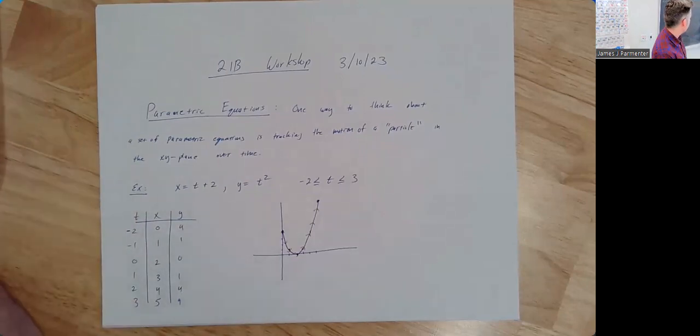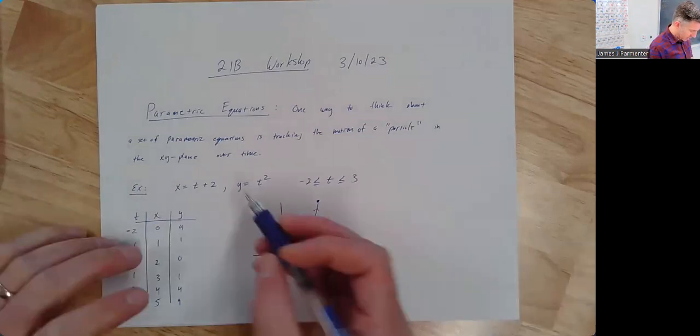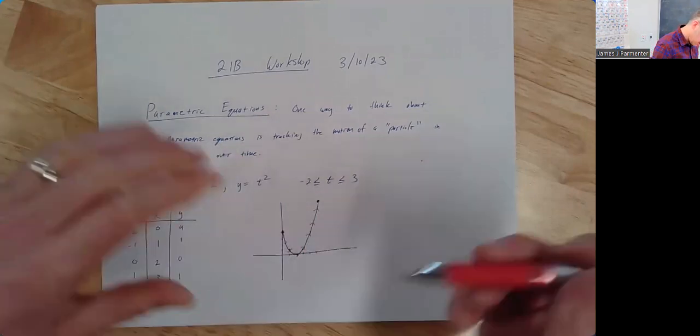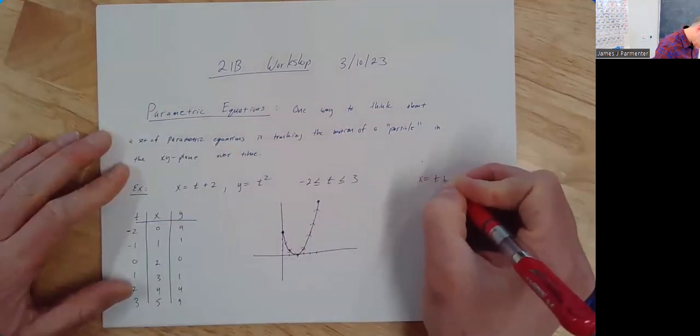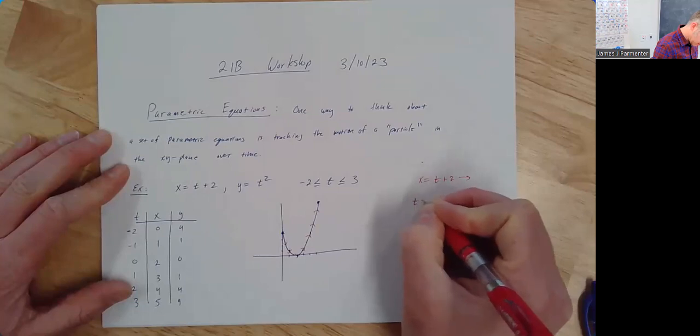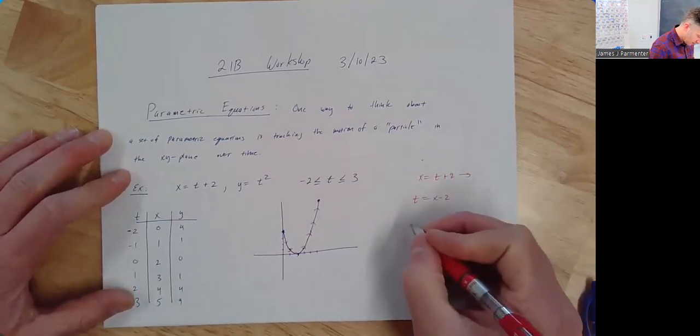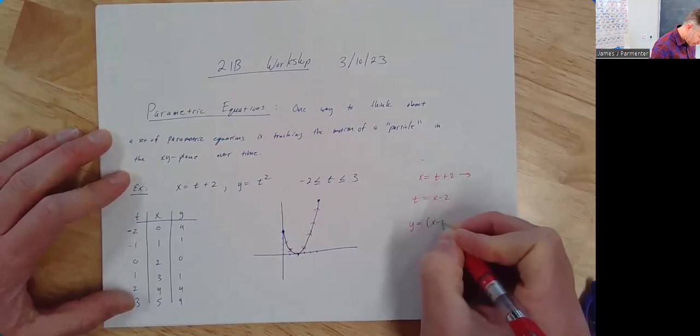Now, this is a pain to do. I usually don't want to have to do this, and I can see this definitely looks like a parabola. I could often, not always, but often, eliminate the parameter to see what the graph is going to look like. So if x equals t plus 2, then t is equal to x minus 2. I can plug that in for y and say y is going to equal (x minus 2) squared.